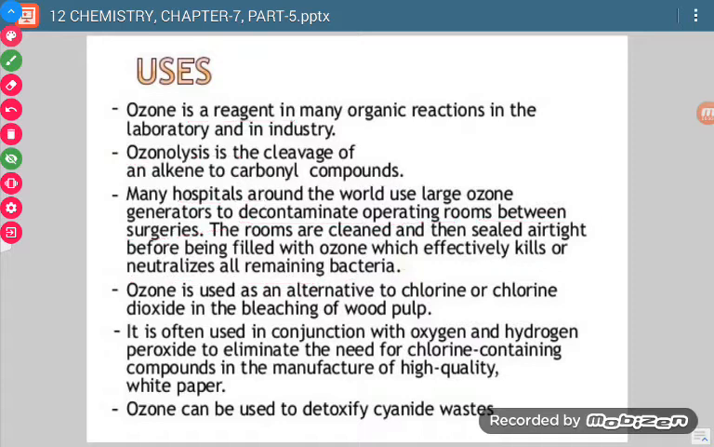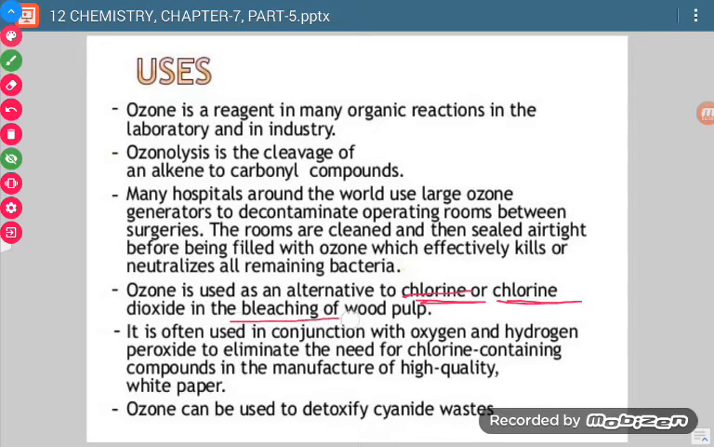Ozone is also used as an alternative to chlorine. Now see, what is the use of chlorine? It is used for chlorination, in paper factories, where we use chlorine.